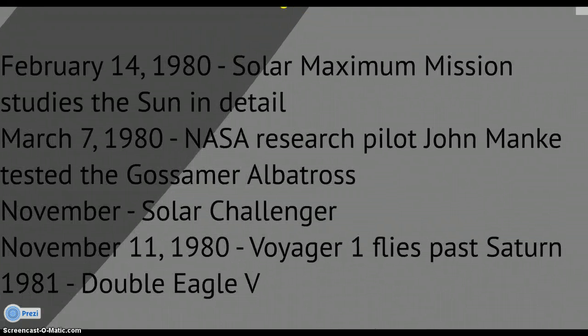As we now move into the 1980s, we see that on February 14th, Solar Maximum Mission was the first satellite to study the sun in detail. On November, Solar Challenger was the first solar-powered plane flown. And on November 11th, 1980, Voyager 1 flew past Saturn on a journey that carried it beyond the edge of the solar system. Double Eagle V was the first balloon flight over the Pacific Ocean in 1981.